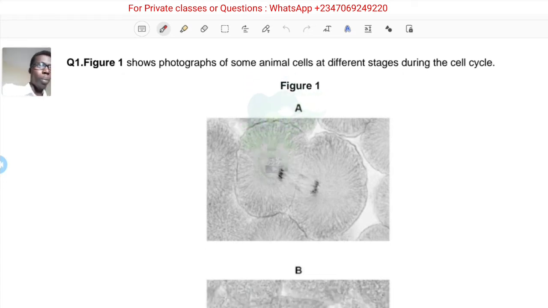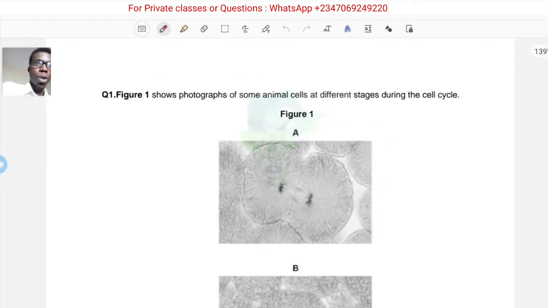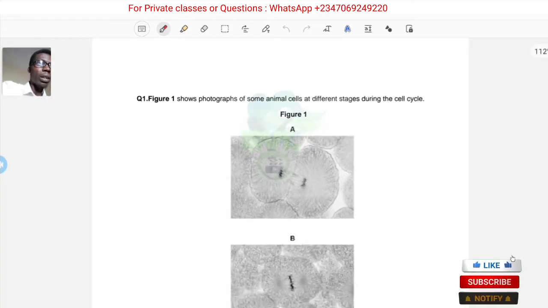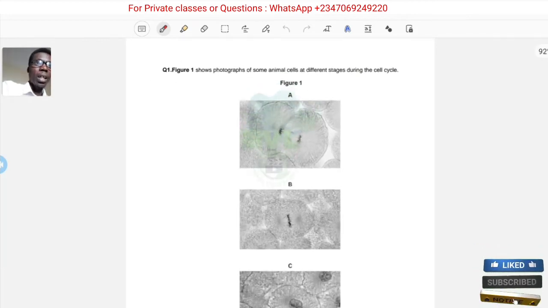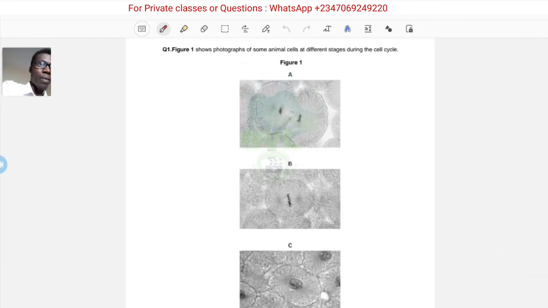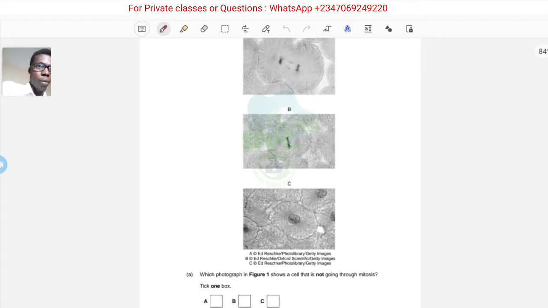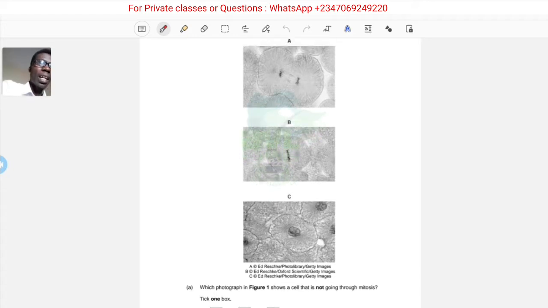All right. It says here, figure 1 shows photographs of some animal cells at different stages during the cell cycle. I want to do this with the whole view at once. Okay, we have A, B, C. It says, which photograph in figure 1 shows a cell that is not going through mitosis? I think I want us to identify each of these cells. I mean, what stages are they in, basically?